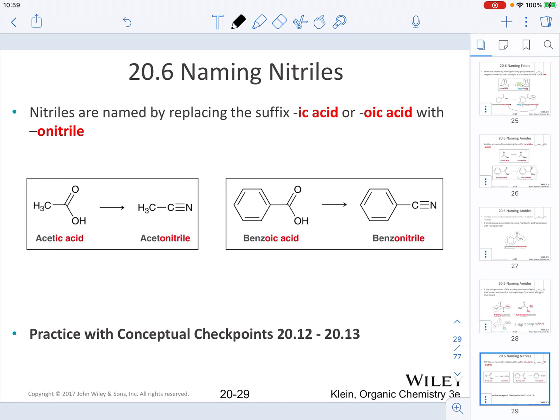Lastly, we are going to go over naming nitriles. Nitriles are named by replacing the ic acid or oic acid with o-nitrile. So if your nitrile came from acetic acid, as you can see, that is called acetonitrile. If your nitrile came from benzoic acid, then that is benzonitrile.